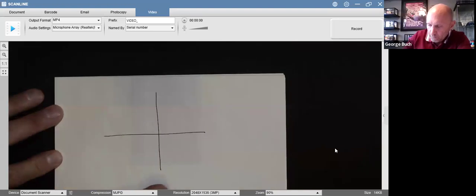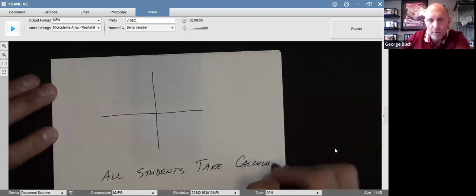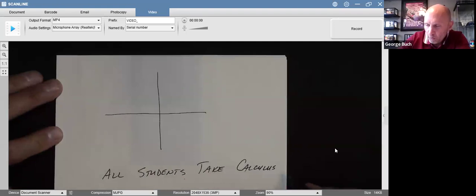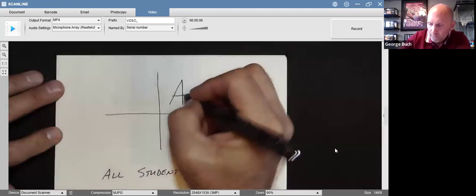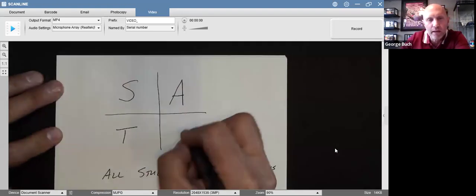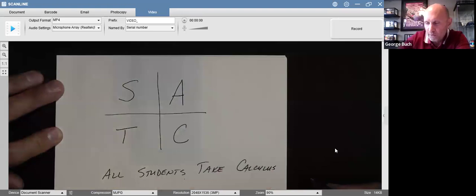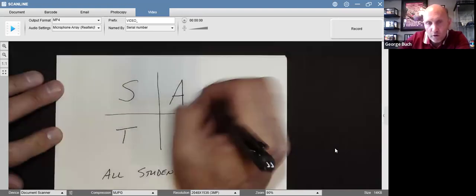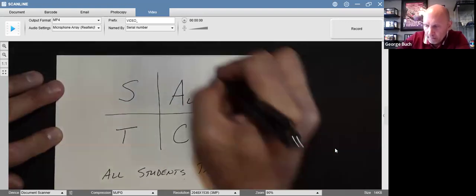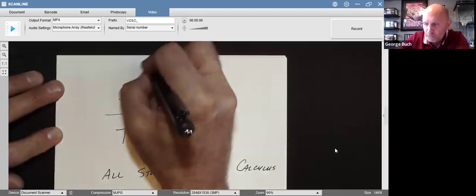All students take calculus. Probably don't, not everybody probably does, but that's how we're going to remember this. So all students take calculus. If I write that on my four different quadrants here, so anything in quadrant one, all of my trig functions, all of them are positive. And that's what this is telling us, which trig functions are positive.